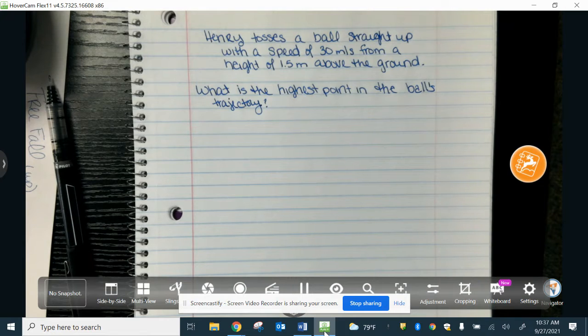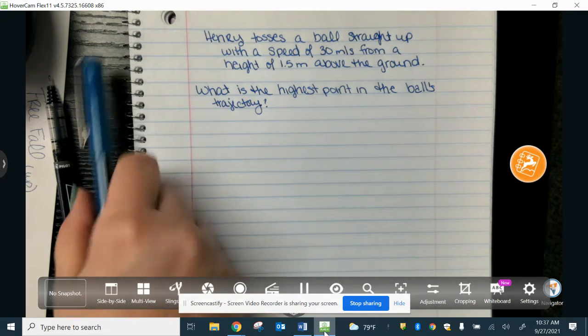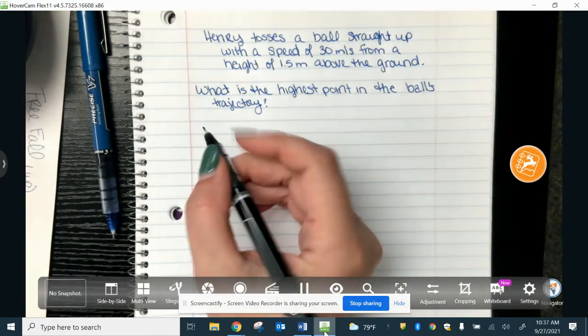So the first part is, what is the highest point in the ball's trajectory? The trajectory means all the way, its motions. So in this case, first thing we need to do is sketch it.